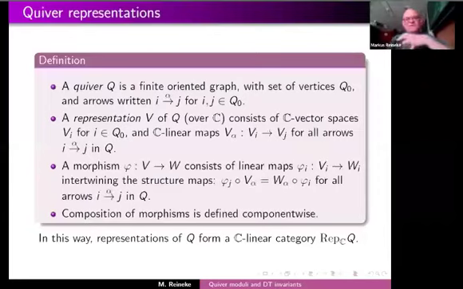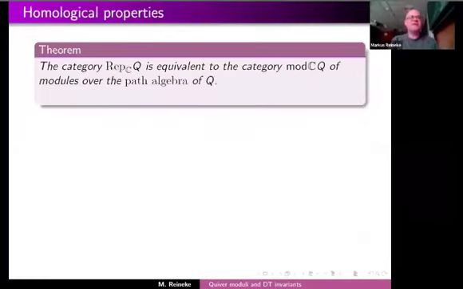And now this category is defined in a bit artificial way, but now we'll see that it's actually something we all know. Namely, it really looks like a category of modules over an algebra. This is the content of the next page. The category rep CQ, which I just defined, is equivalent to the category of modules over the so-called path algebra of the quiver.